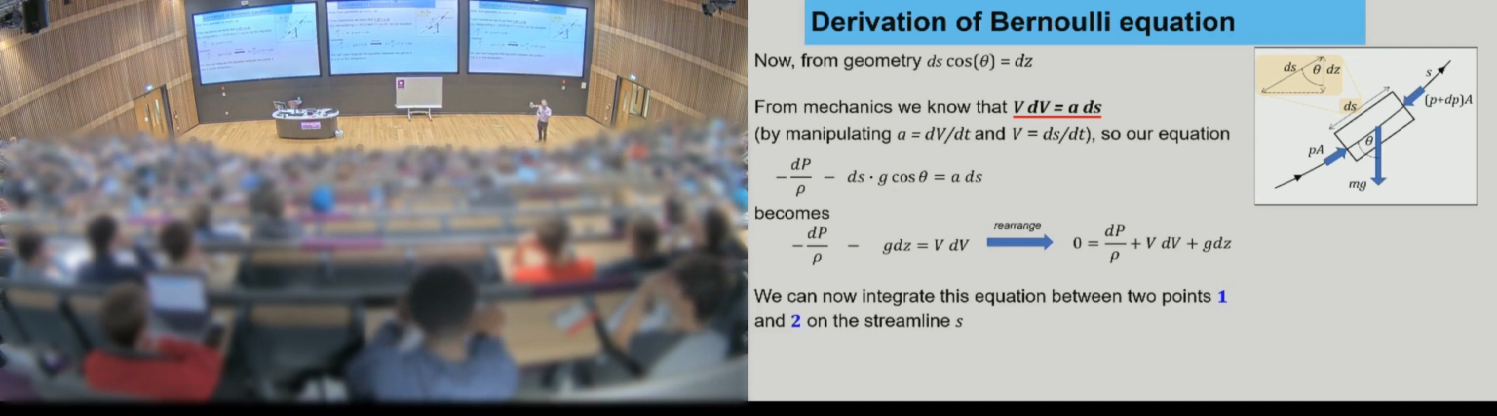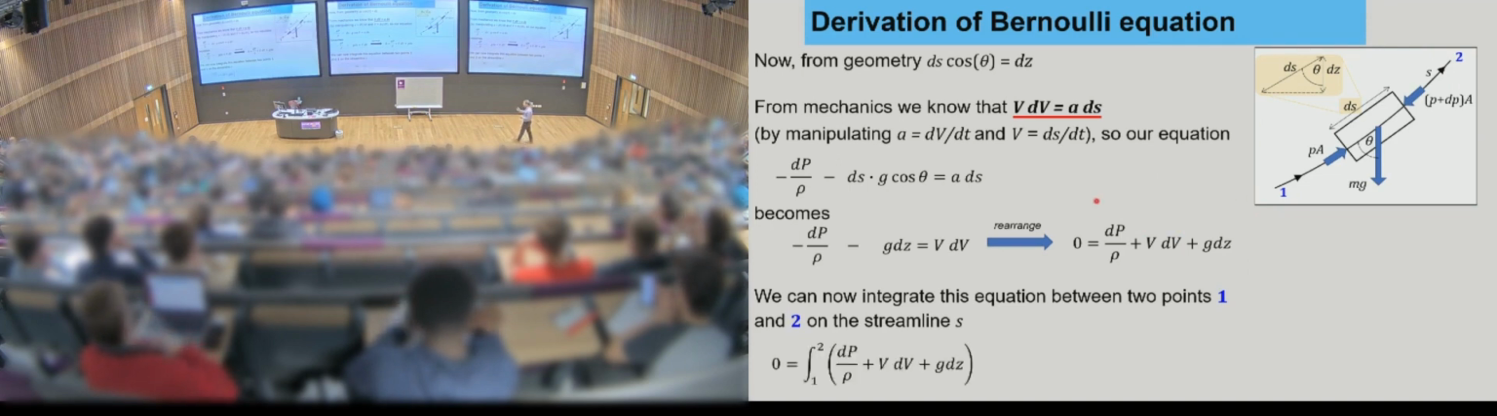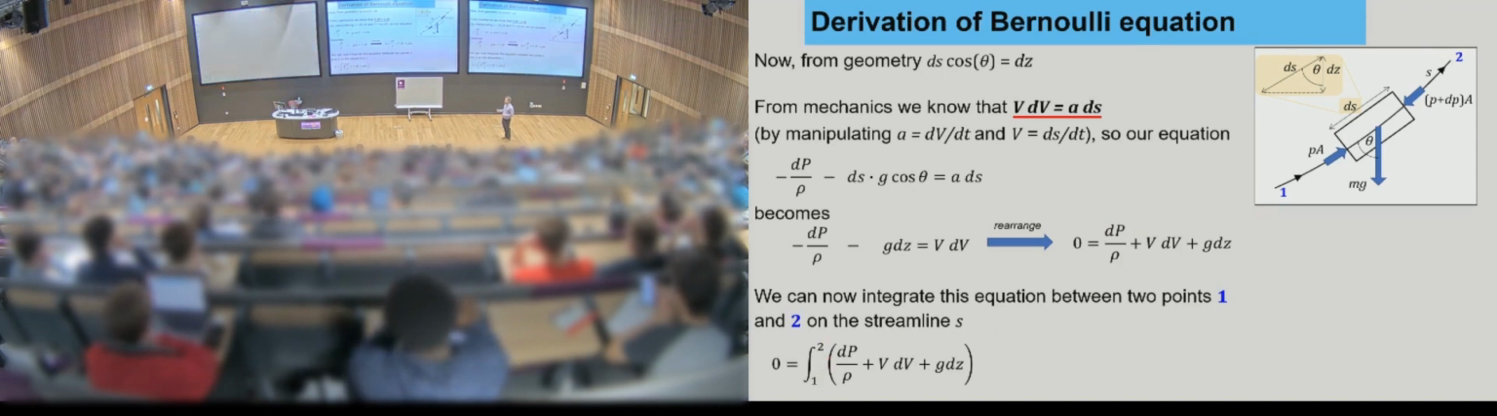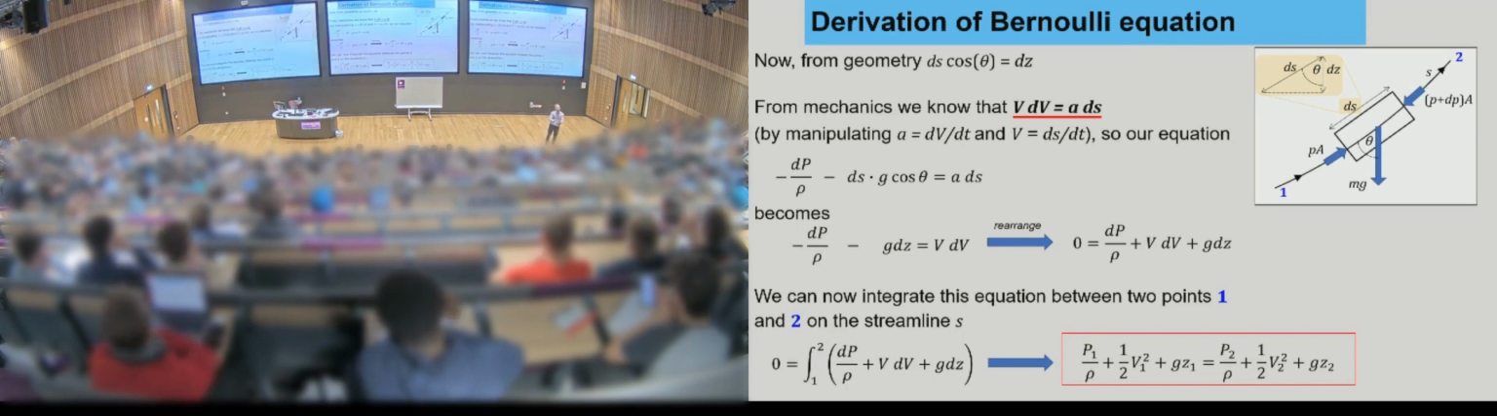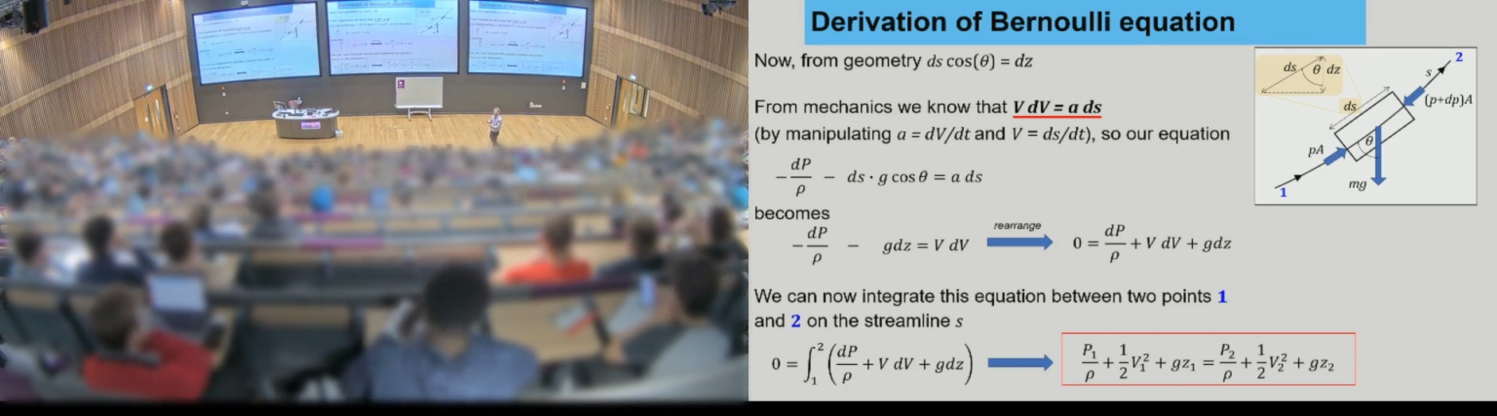We can now integrate this equation between points 1 and 2. So where are points 1 and 2? They're at either end of my streamline. Here's point 1, and here is point 2, just here. So here is my integral, between point 1 and point 2, and I'm going to integrate the whole thing. When I do, I end up with the same equation that I stated to you before, except that now I've done it in a mathematically rigorous way that takes into account the physics properly.